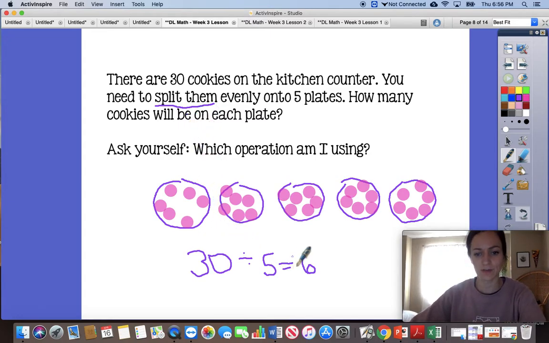Another way you could think about this, if you didn't want to draw the picture, is 30 divided by 5. Well, I can just count by my 5s until I get to 30. So let's try it. 5, 10, 15, 20, 25, 30. So how many fingers do I have up? 6, right? So it takes 6 times 5 to give you 30. All right, let's try another one.